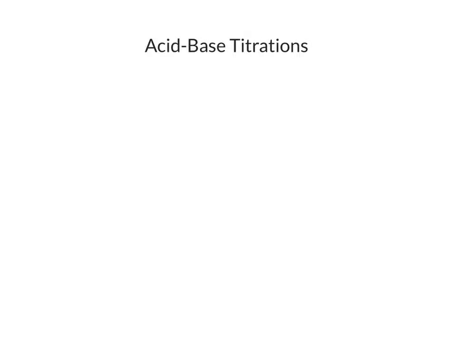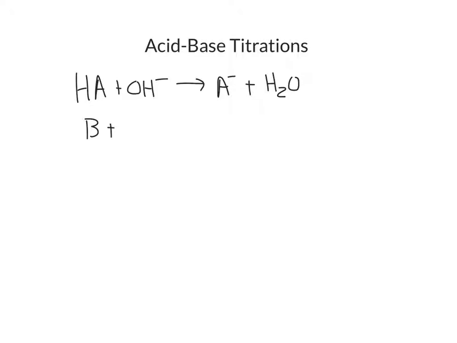When we do acid-base titrations, we are reacting an acid with a strong base to form the conjugate base plus water, or we're reacting a base with a strong acid to form the conjugate acid plus water. Notice that I have designated the strong base as OH minus and the strong acid as H3O plus.